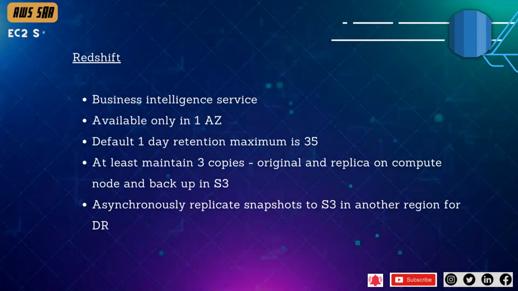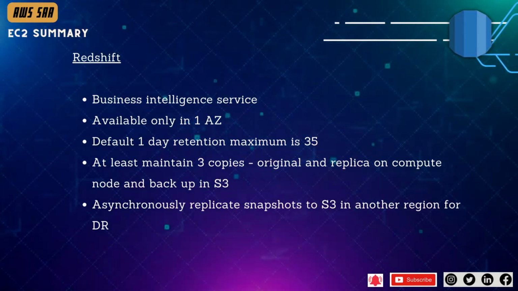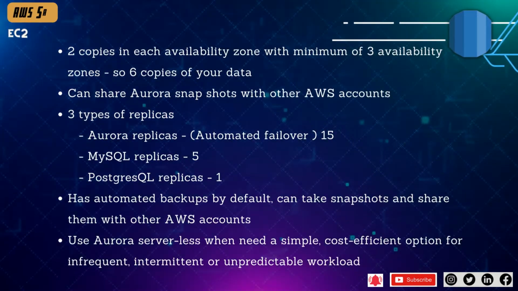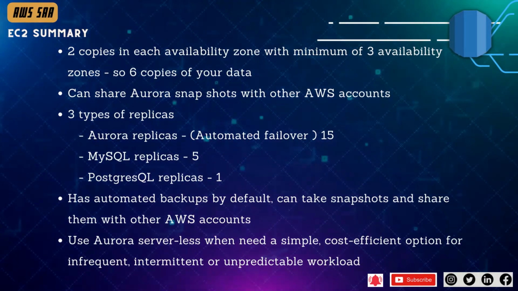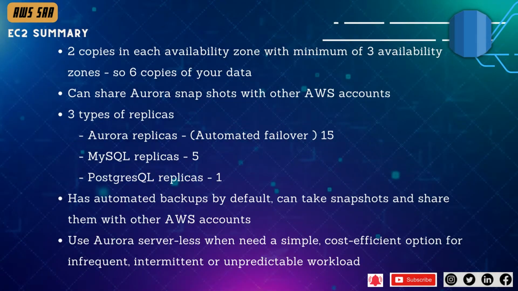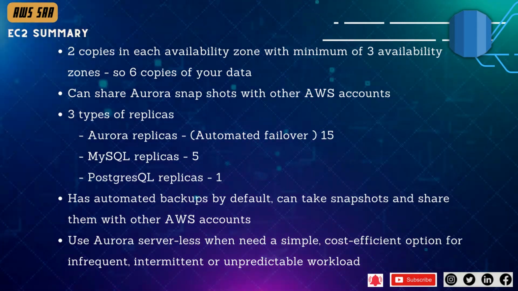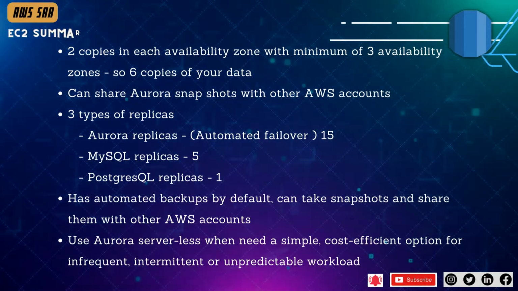Asynchronously replicate snapshots to S3 in another region for disaster recovery. So databases in AWS always have 2 copies in each availability zone, with a minimum of 3 availability zones. So it maintains at least 6 copies of your data, and it can share Aurora snapshots with other AWS accounts.